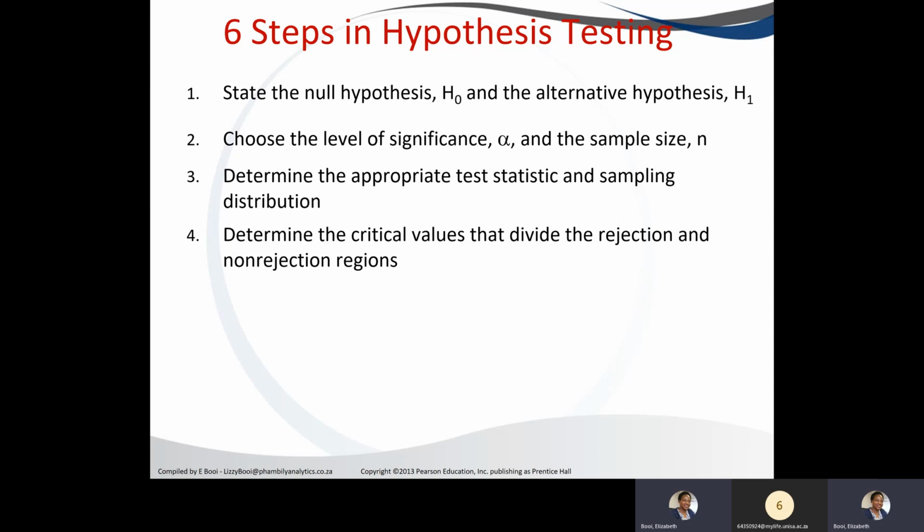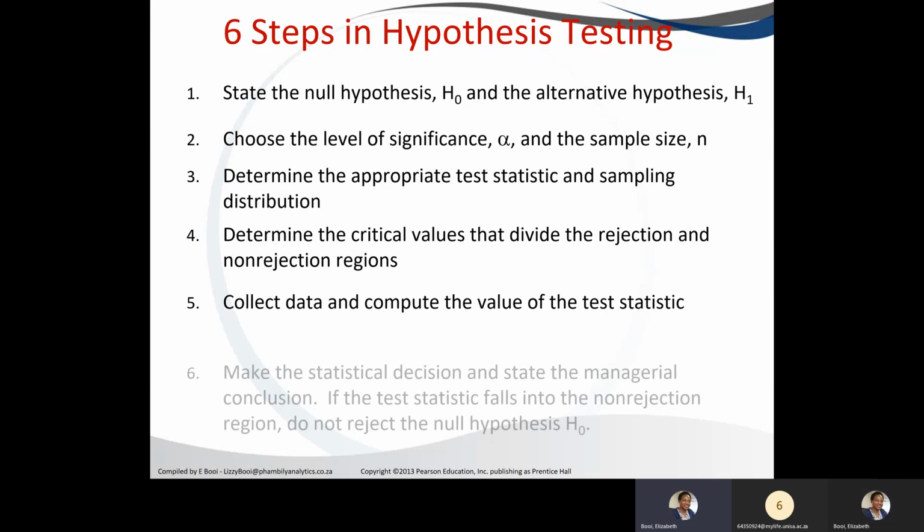If you're doing a two-tail test, you're going to find your critical values using your alpha divided by 2. If you're doing a one-tail test, you're going to find it by using alpha only. And if it's T, you will say alpha with the degrees of freedom. We'll look at the example in more detail. Step number 5, you're going to calculate the test statistic that you identified. Whether it's a T or a Z, you calculate that test statistic.